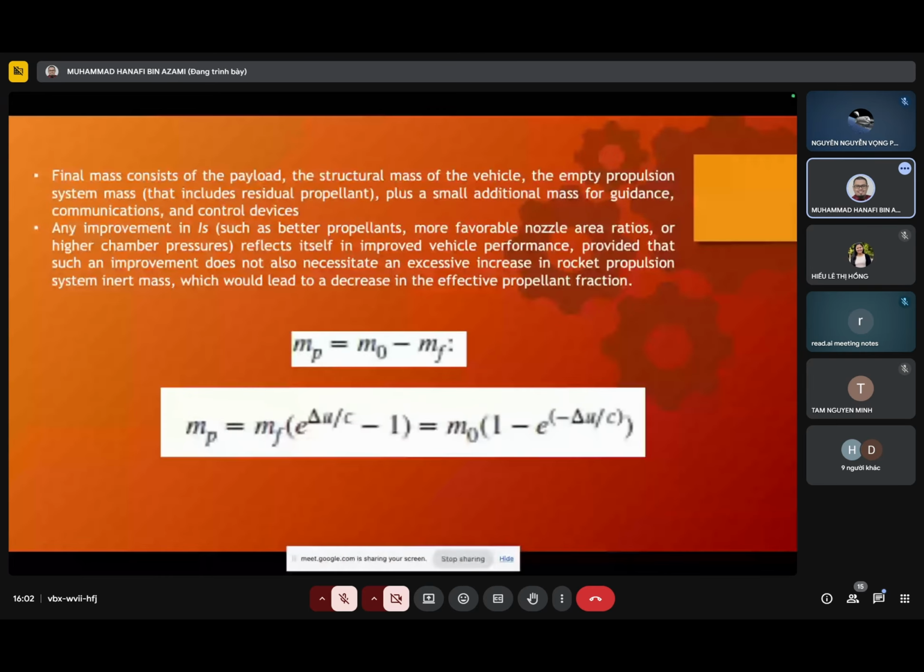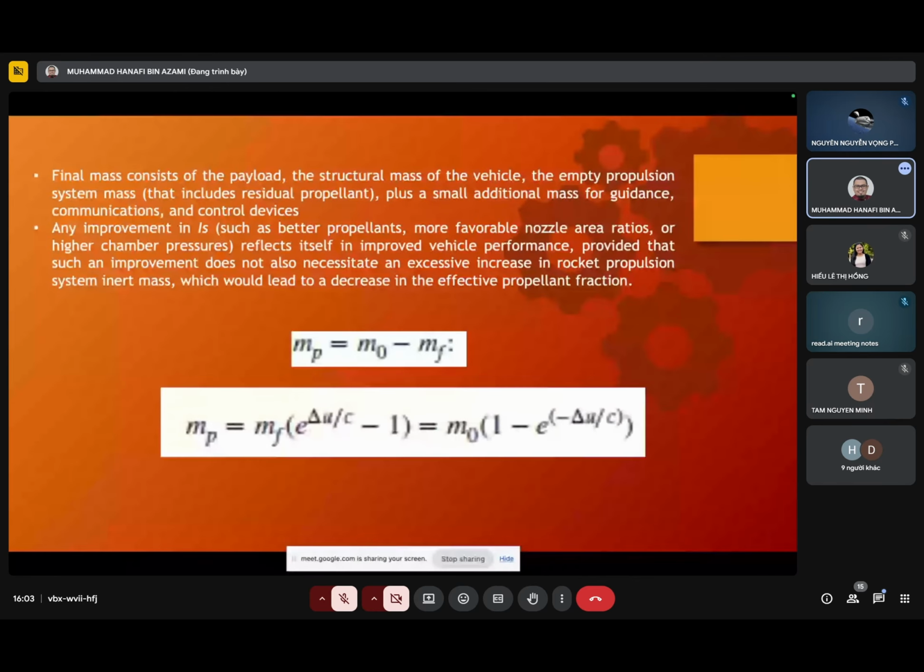Chamber pressure, this is what we want. Higher chamber pressure, better nozzle area ratio epsilon, better propellant. This is what we want to achieve better Isp, and this reflects itself in improved vehicle performance. Higher pressure, of course, means higher temperature. That's why you burn the fuel at high temperature, so you can get high pressure and have more energy to expel it out, provided that such an environment does not necessitate any excessive increase in the rocket propulsion system mass, which would lead to a decrease in effective propellant fraction.